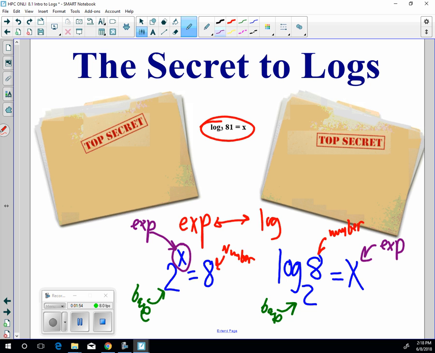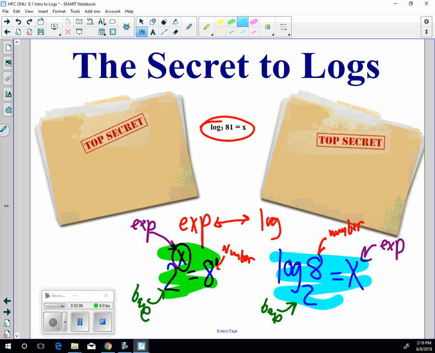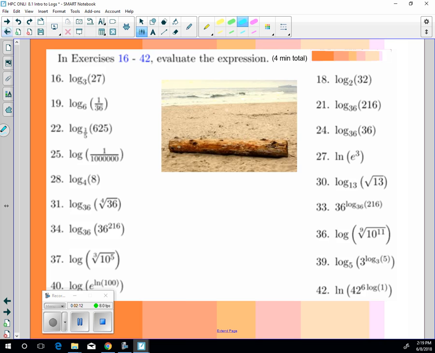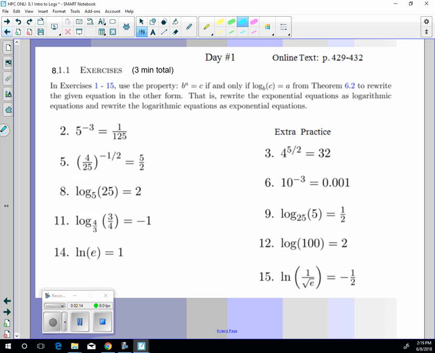Okay? So if you can go from exponent form to log form, or log form to exponent form, you can get yourself out of little jams that can help you solve and do all kinds of different things. So let's do a couple. I'm going to do these practice ones. This is in exponent form.